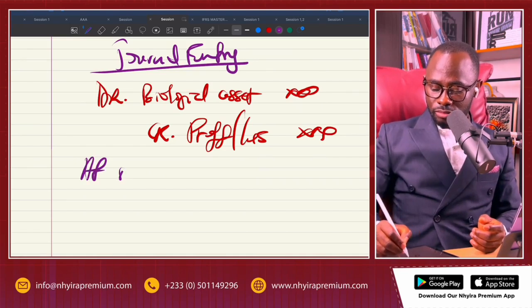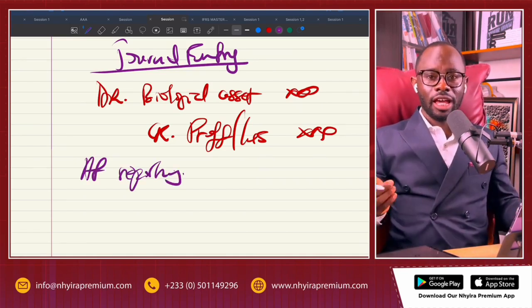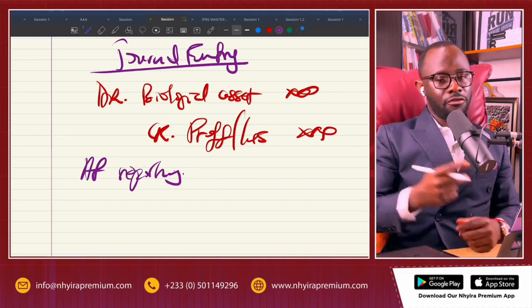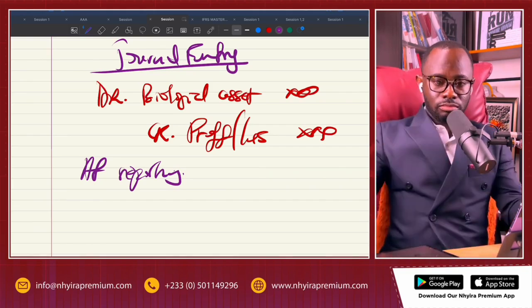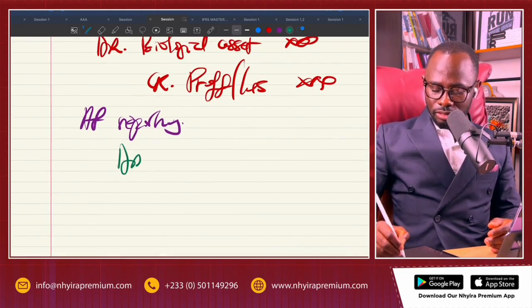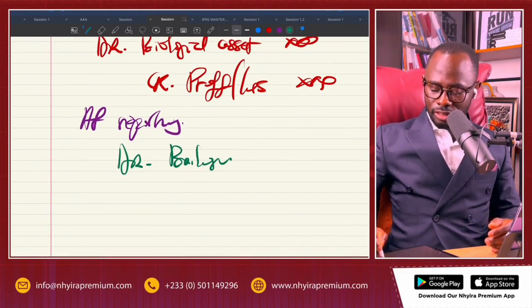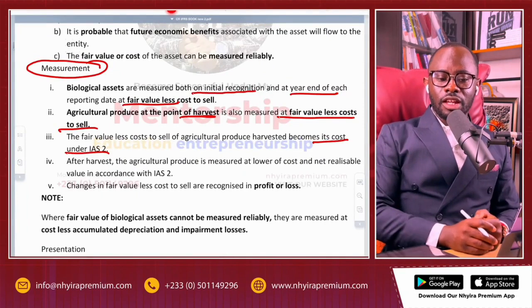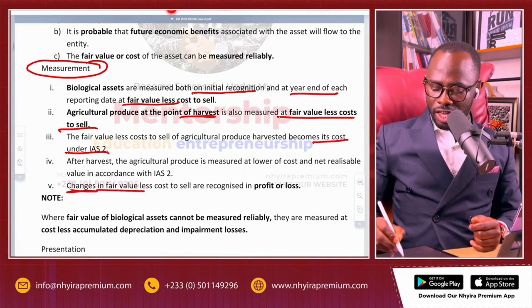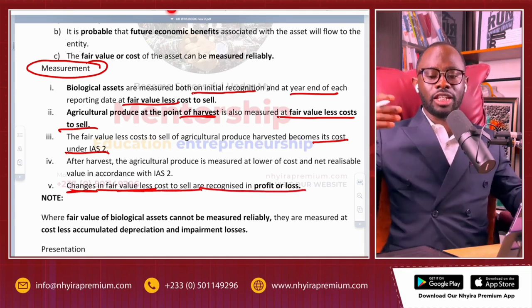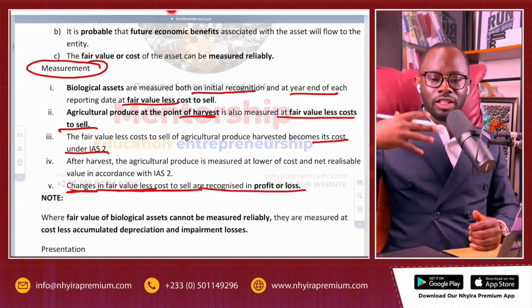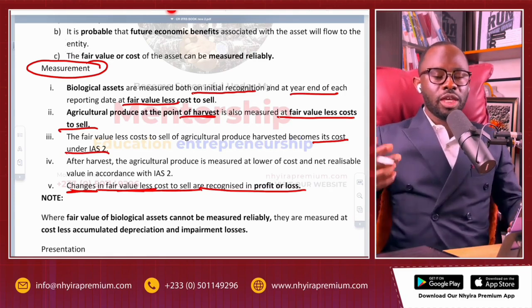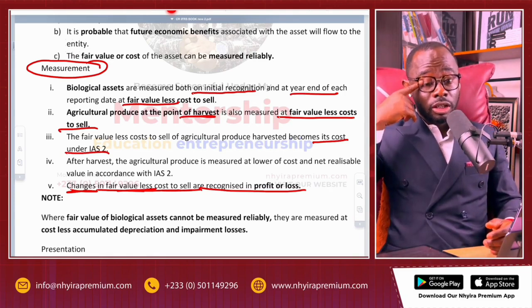At the reporting date, like I said, the calf is still going to be there. So we measure it again: fair value less cost to sell. Then if there is any gain again, we're going to be debiting biological assets again and crediting what? Profit or loss. That is the meaning of the final statement that we are making here: changes in fair value less cost to sell are recognized in the profit or loss. This is what we mean by the measurement of biological assets.